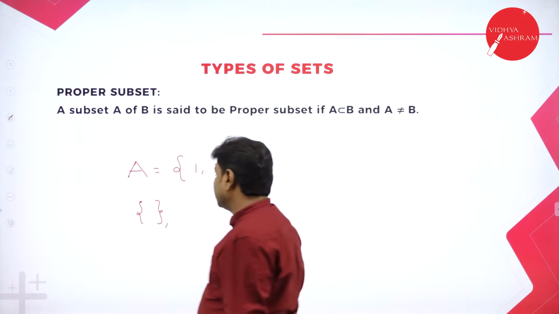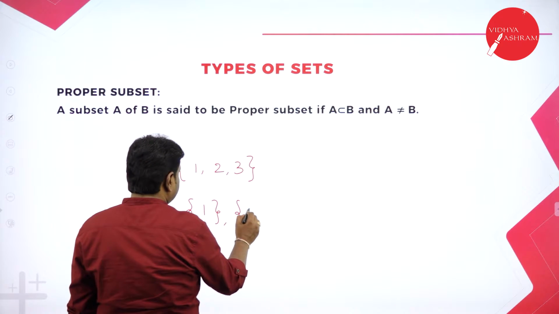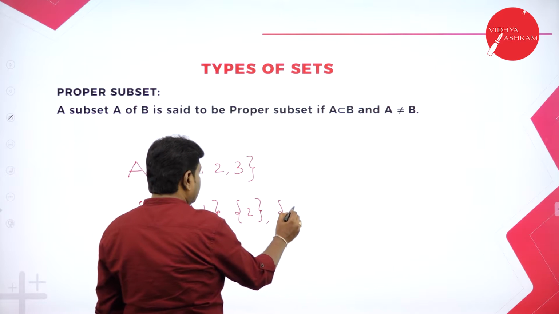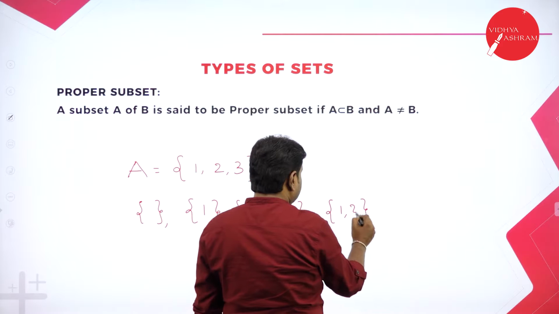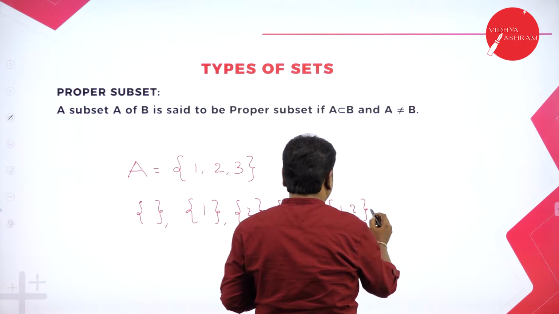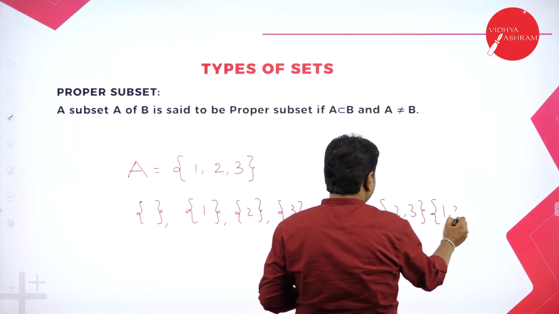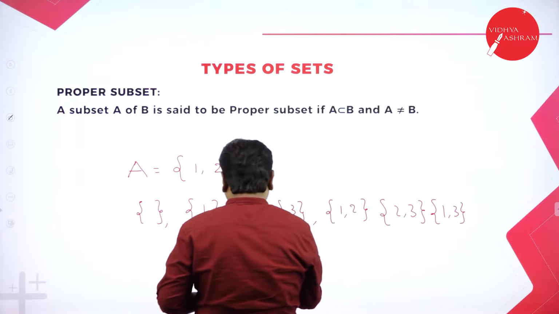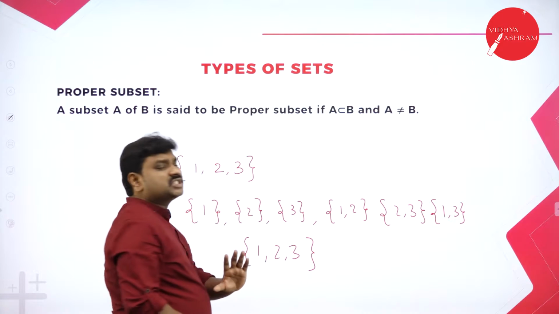Now I'll write the singletons. So I'll write 1, then 2, then 3, then 1 2. Then with 2 elements, after the 3 singletons I wrote, I'll write 2 3, then 1 3, then 1 2 3. So I wrote all the possible subsets.